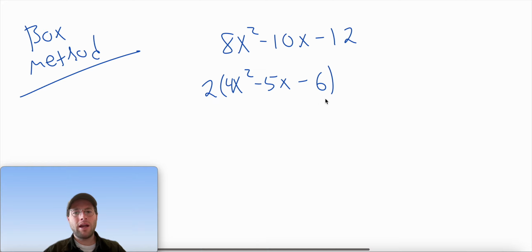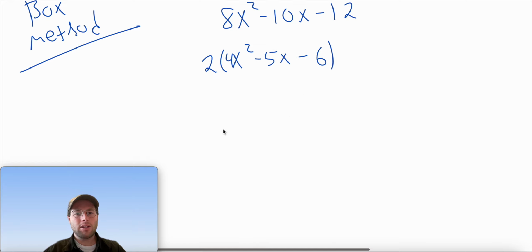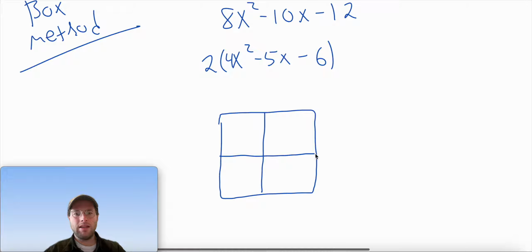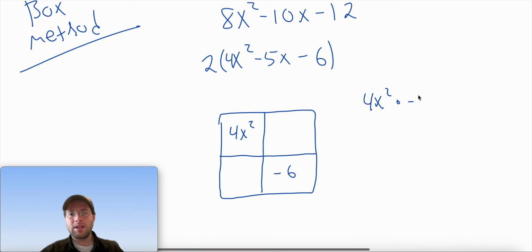Okay, so after we do that, we're going to draw out a little box here, like so. In the top left corner of the box, we want to write out our first term, the 4x squared. In the bottom right corner of the box, we want to write our last term, the negative 6. And now we want to multiply these two together. So 4x squared times negative 6 gives us negative 24x squared.